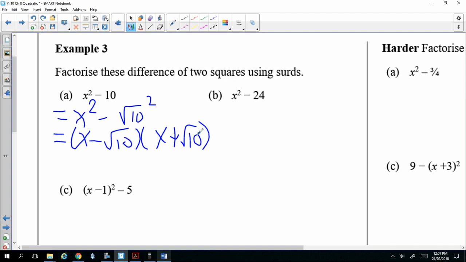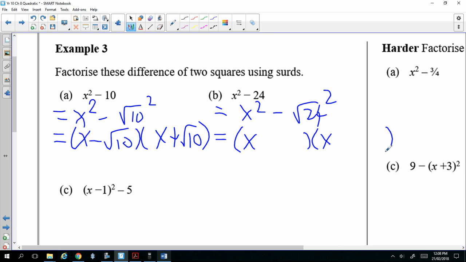And same thing for the second one as well. 24 is not a perfect square, so you have to go x squared minus root 24 squared. Then it becomes difference of 2 squares. So x minus root 24, x plus root 24. But can root 24 be simplified? You can simplify, isn't it? So what does that become? 2 root 6.